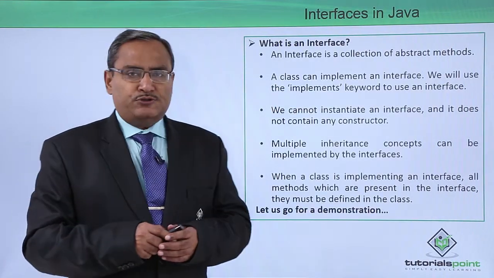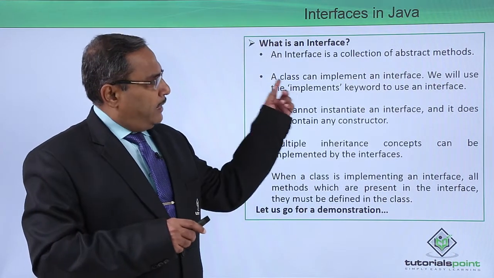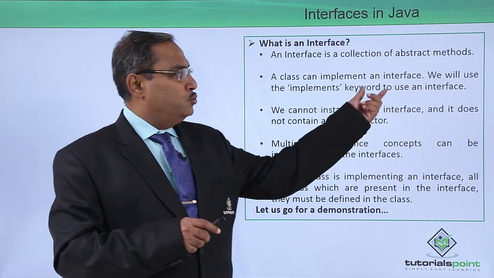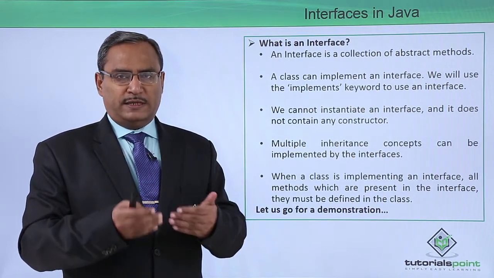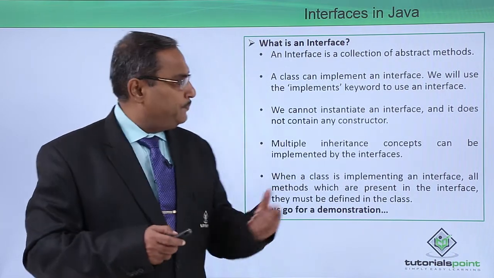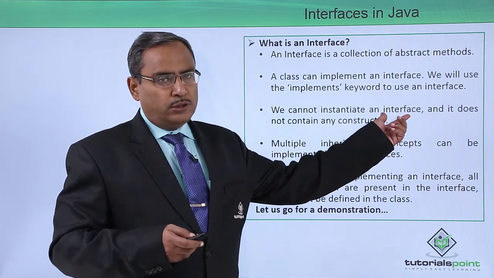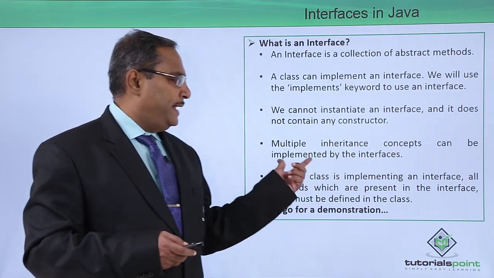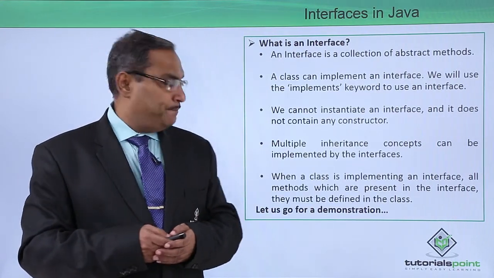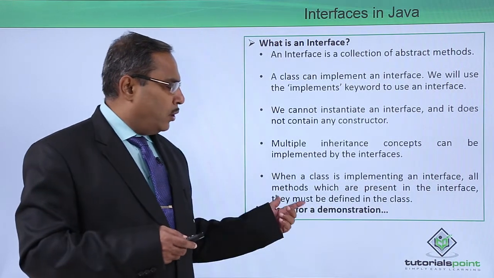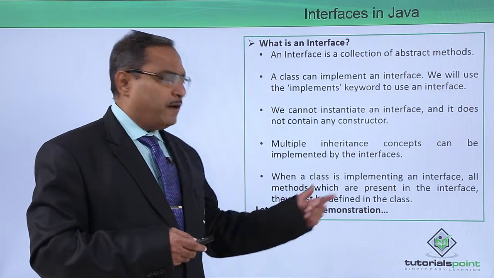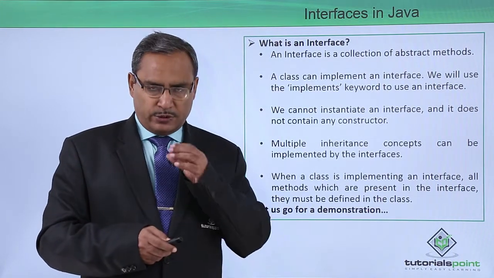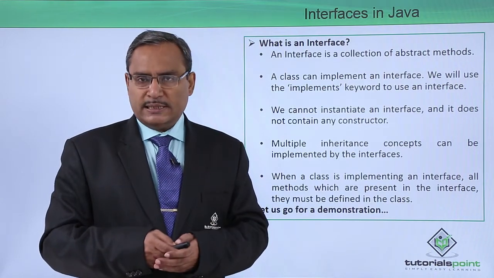An interface is a collection of abstract methods. That means only the prototypes will be there. A class can implement an interface, and we use the keyword implements. Remember, to use an interface in a class, I need to use the keyword implements. We cannot instantiate an interface because the methods are not defined and it does not contain any constructor. Multiple inheritance can be implemented using interfaces in Java. When a class implements an interface, all the methods present in the interface must be defined in the implementing class. So let us go for a practical demonstration where we will show all these concepts in detail, writing the code and executing it to make your concepts clearer.